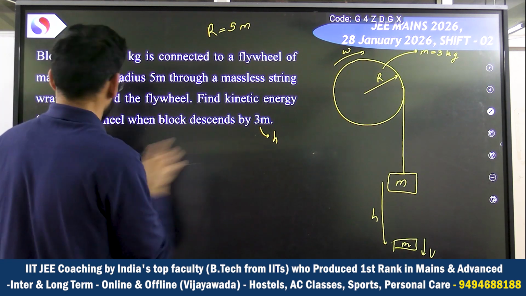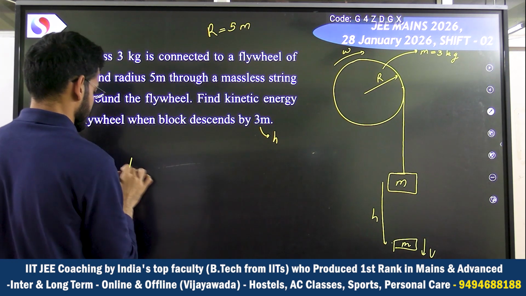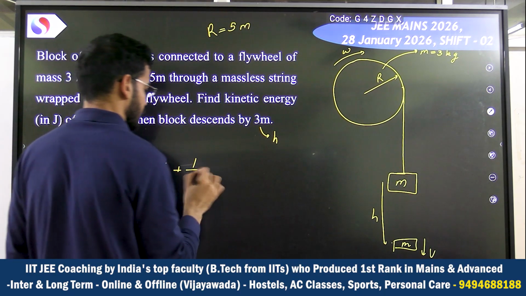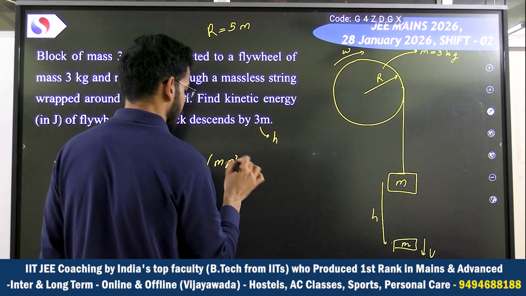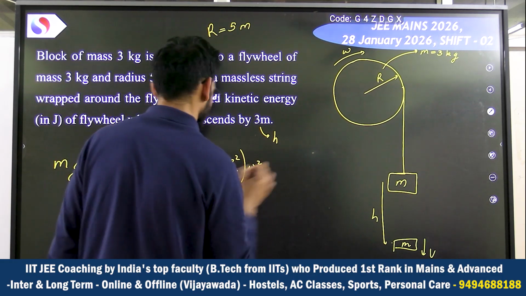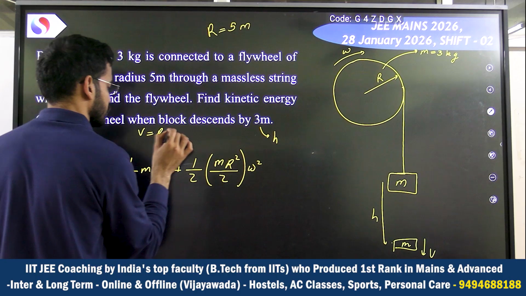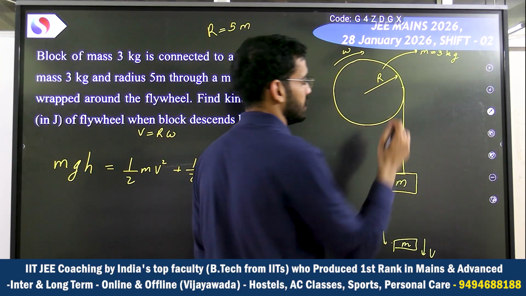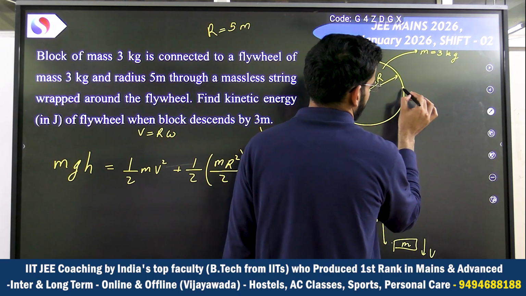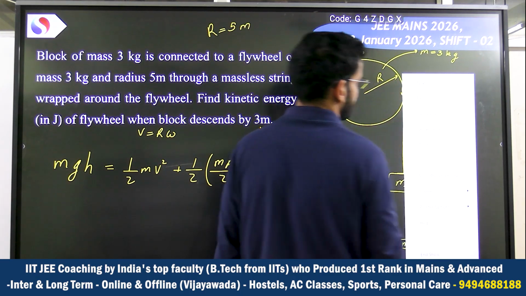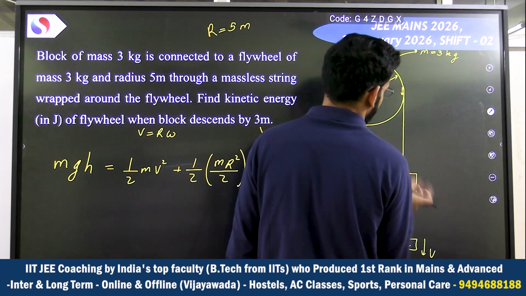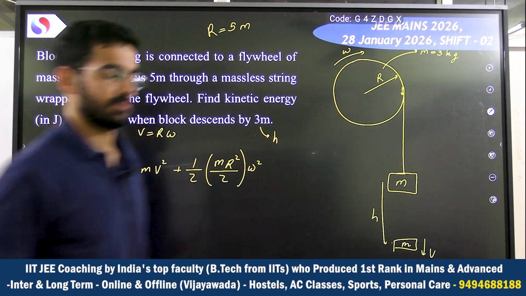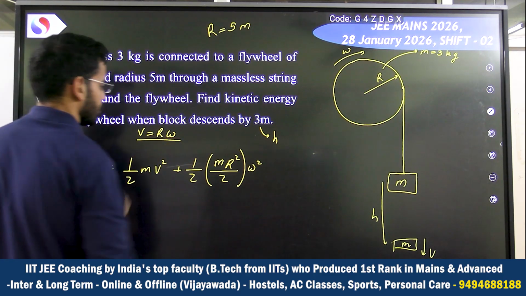So we can say mgh is equal to half mv square, and for the wheel you can say half I omega square. I is what? mr square by 2 into omega square, and v equals r omega is also valid, right, at any point of time. Here v equals r omega, very basic thing. At this point, if I see, this point is going down with r omega, and the string is getting unwrapped with a speed of v, the same as the block. So if no slipping is there, then v equals r omega should be valid.